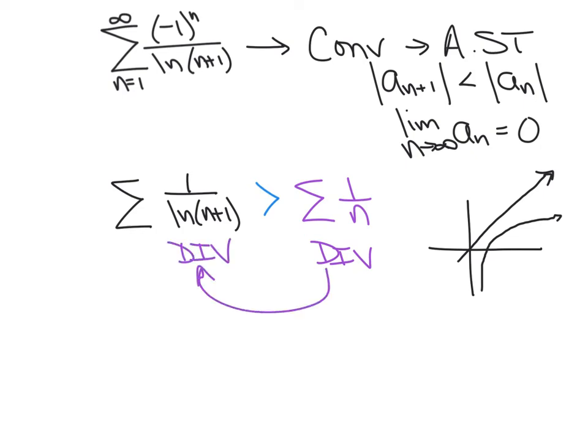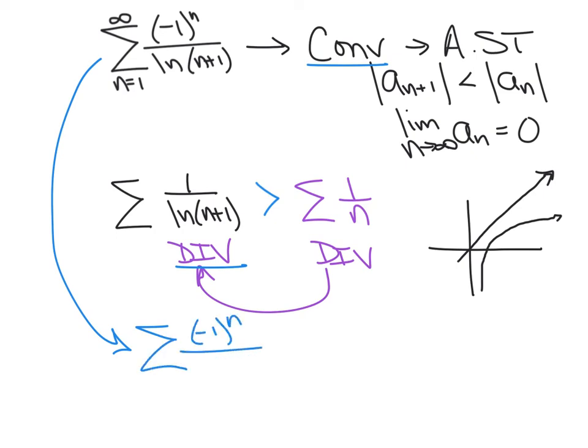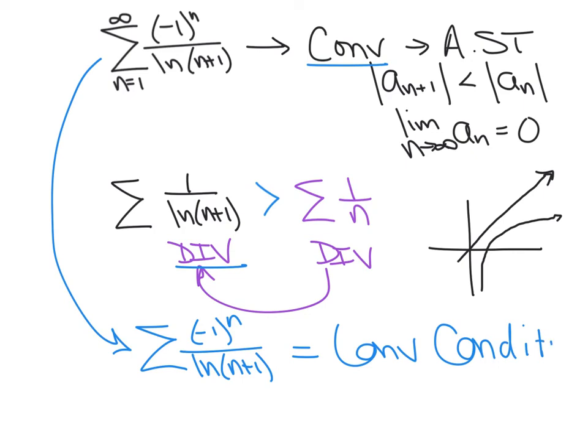Okay, so let's recap what we got. The original series converges, but once we took its absolute value, it diverged, and so I'm going to say the original one, yes, it converges, but it converges conditionally. So we'll wrap it up like this: it converges, but it does so conditionally. It's the condition that the terms must be added in a specific order in order for it to converge.